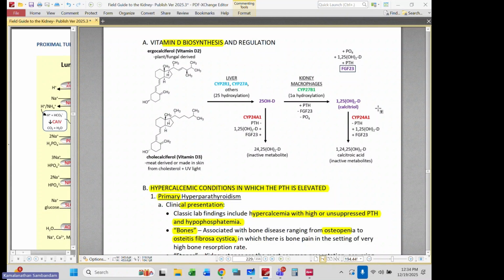There is some PTH resistance from uremia. But I think I would not invoke the resolution of uremic PTH resistance as the main cause of hypercalcemia in the post-transplant phase. To me, it's mostly this, the production of calcitriol now.